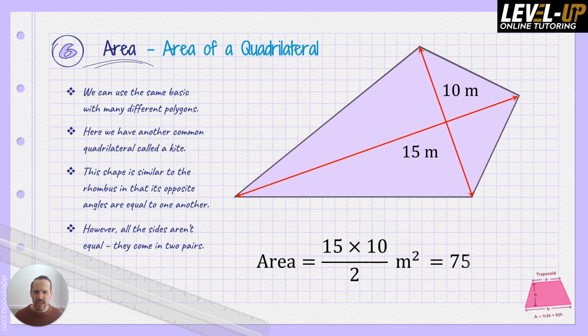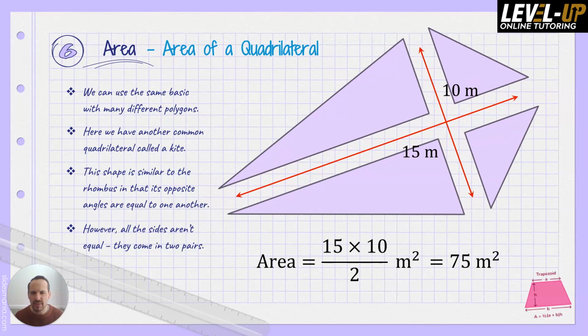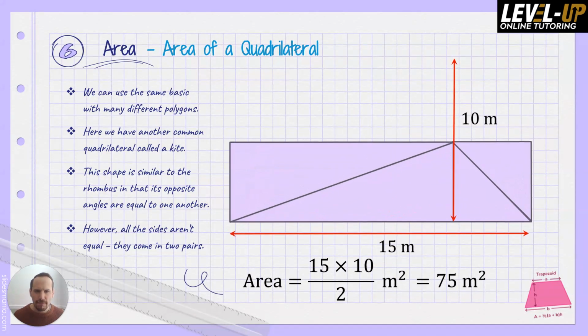And if we do that, we essentially get this, which is 75 meters squared. The reason why that is, if we imagine dividing this up into triangles like this along those two lines, and if we rearrange it like that, you see we essentially get half of that 15 by 10 rectangle.